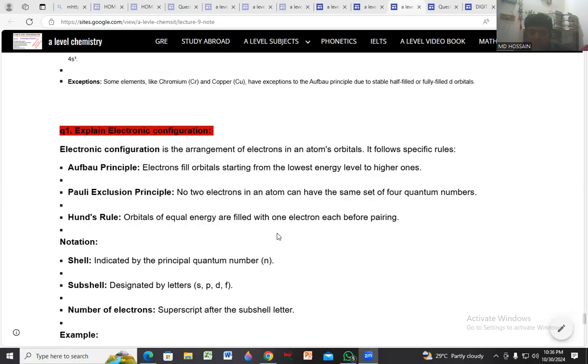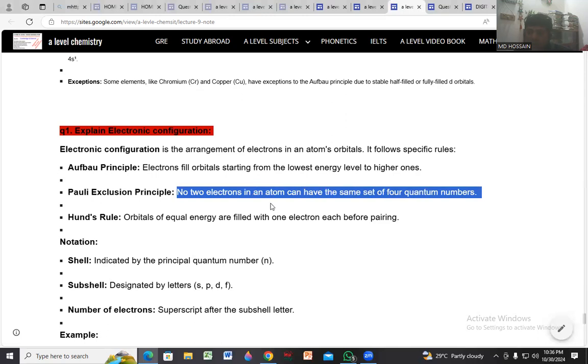Then what is the Pauli exclusion principle? No two electrons in an atom can have the same set of four quantum numbers. You should just memorize this one. There are 4 or 5 quantum numbers, but we are not discussing the quantum numbers right now. Just note down and keep in mind: no two electrons in an atom can have the same set of four quantum numbers. We will discuss it later if the syllabus requires it.